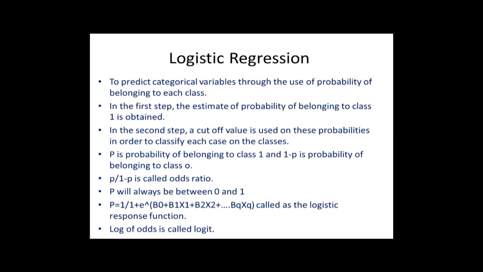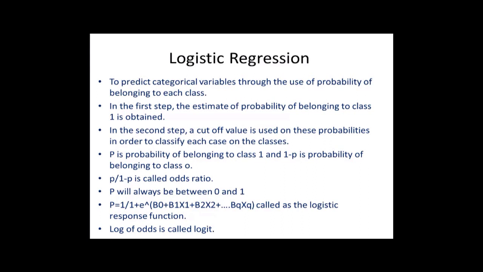Logistic regression model. We know that a multiple linear regression model can be used for predicting a continuous dependent variable, but to predict a categorical variable, the same method cannot be applied. To predict categorical variables, we use the probability of belonging to each class. In the first step, the estimate of probability of belonging to class 1 is obtained. In the second step, a cutoff value is used on these probabilities.